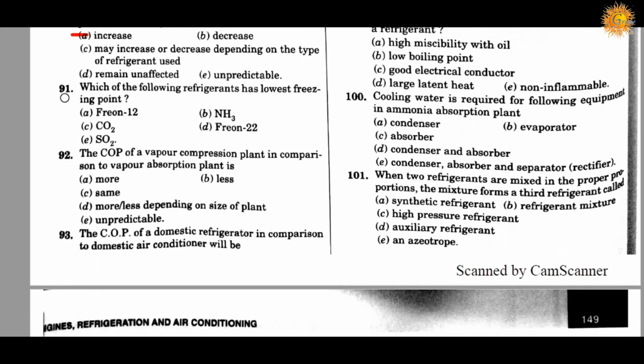Question 91. Which of the following refrigerants has lowest freezing point? Option A, Freon 12; option B, ammonia NH3; option C, CO2; option D, Freon 22; and option E, SO2, sulfur dioxide. So correct answer 91 is D. Freon 22 has the lowest freezing point.